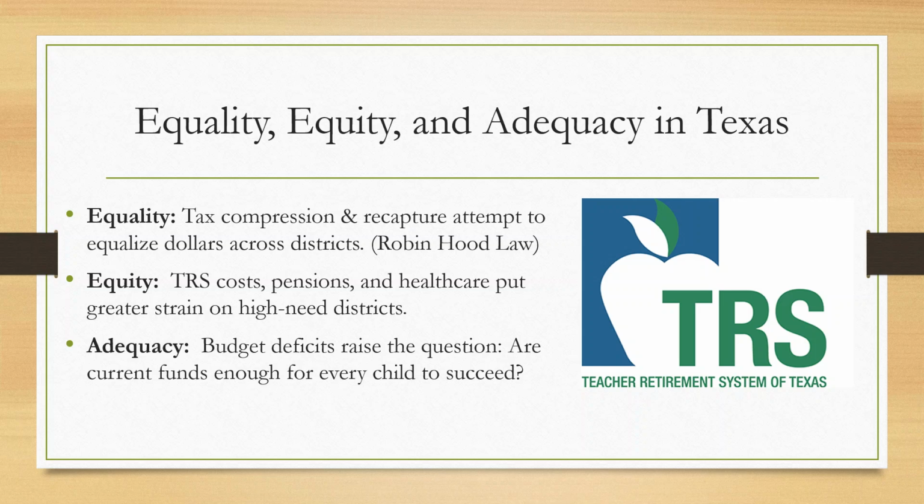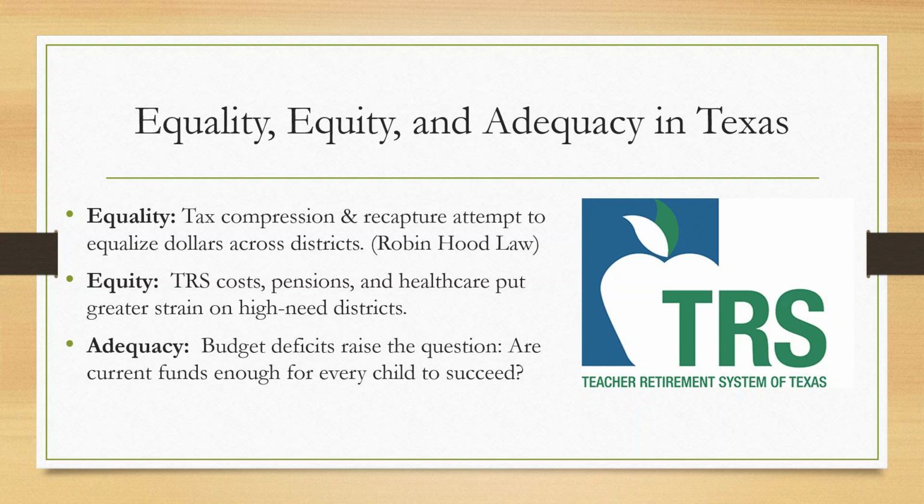Moving on to equity, of course, we have the TRS costs, health care that comes from TRS-Care, and inflation. High poverty areas or districts get hit a little bit harder. So unless the state provides additional funding, those schools can't provide the same real resources, for example, smaller classes or competitive pay for their teachers.